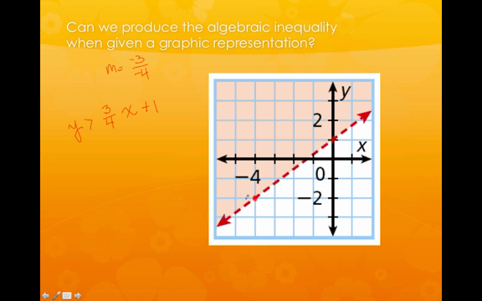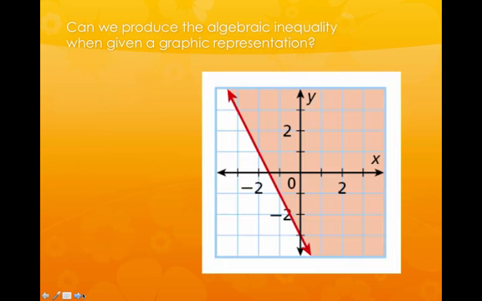But in fact, I'm going to go back and check a point, and see if 0, 0 is a solution to this inequality. Is 0 greater than 0 plus 1? It is not, so I have written the inequality correctly. It is y is greater than 3/4, this is my slope of my line, plus 1, the y-intercept.